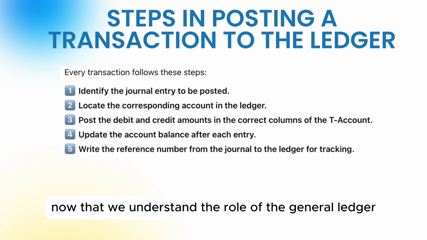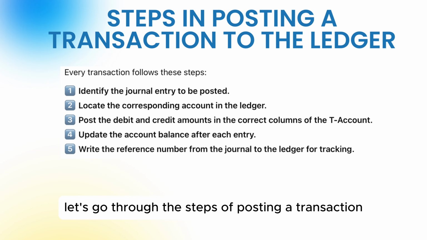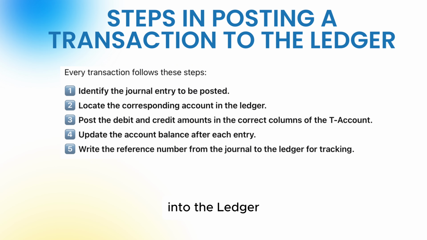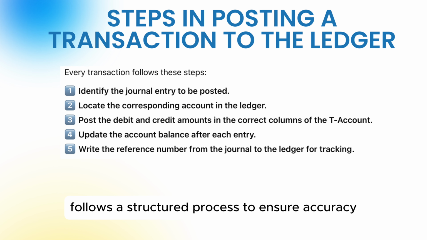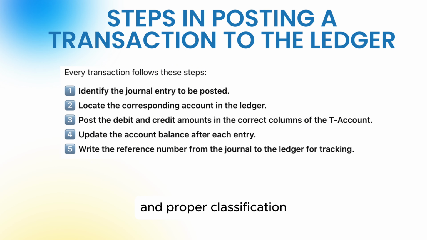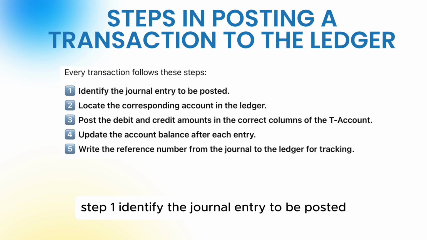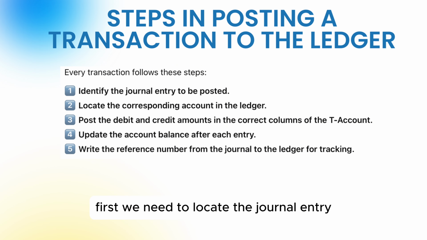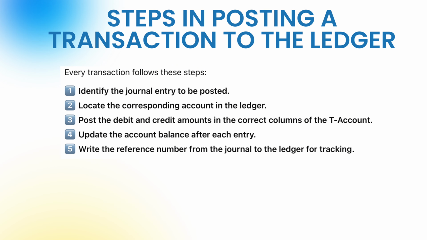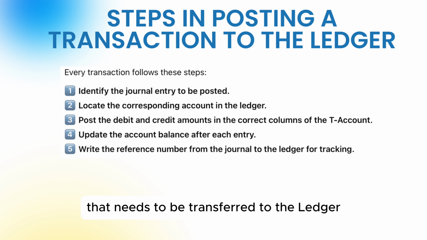Now that we understand the role of the general ledger, let's go through the steps of posting a transaction into the ledger. Every financial transaction follows a structured process to ensure accuracy and proper classification. Here are the key steps involved in posting a transaction. Step 1. Identify the journal entry to be posted. First, we need to locate the journal entry that needs to be transferred to the ledger.